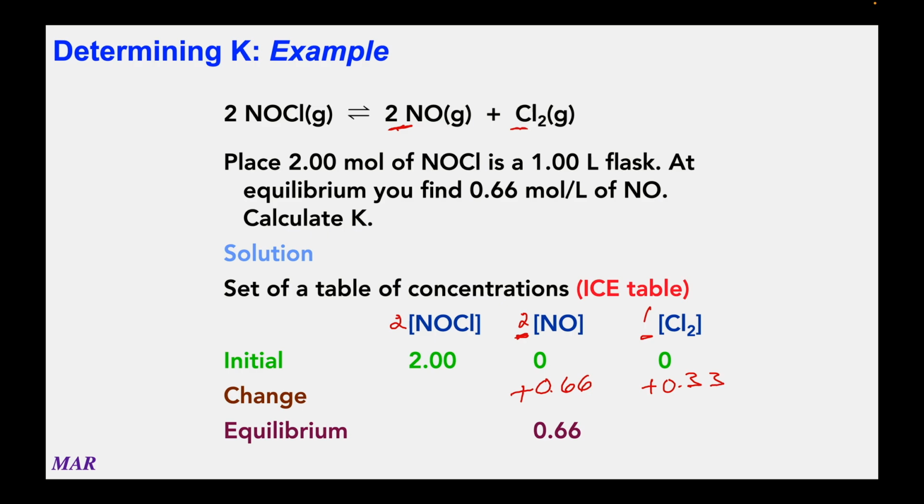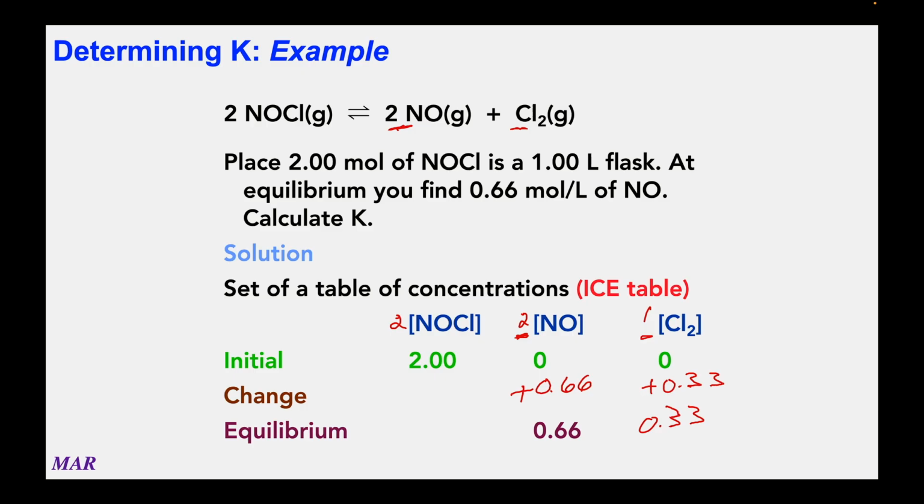So notice that there's a 2-to-1 ratio in the formula, and the concentration of NO is twice as much as the concentration of Cl2. They're going to be made at the same time. There's a 2-to-1 ratio. That's where that came from. So the change in Cl2 is 0.33 moles per liter.